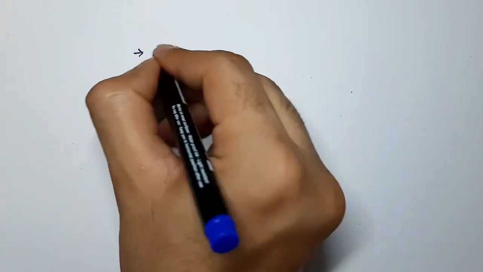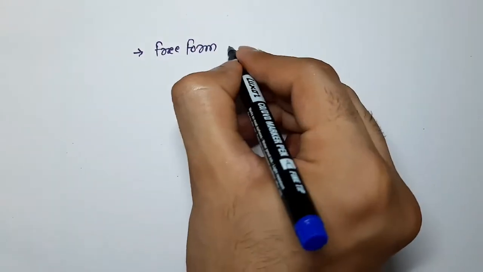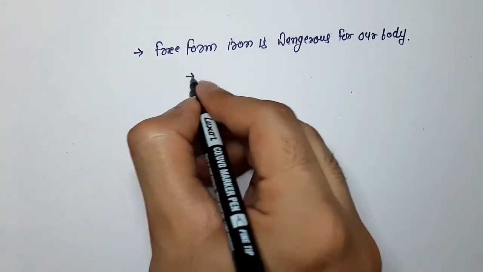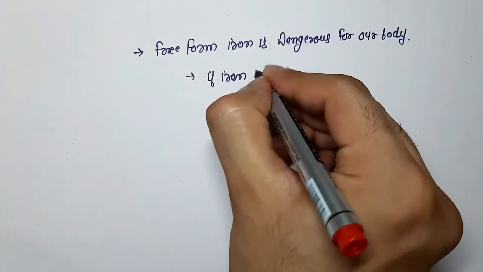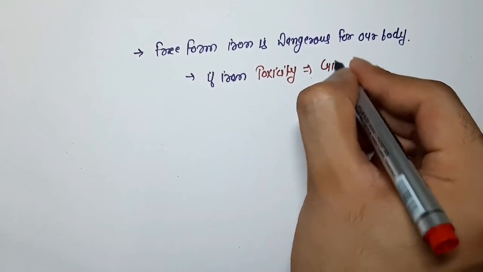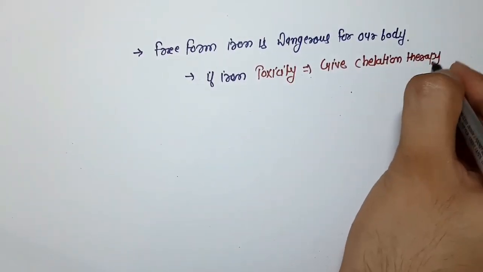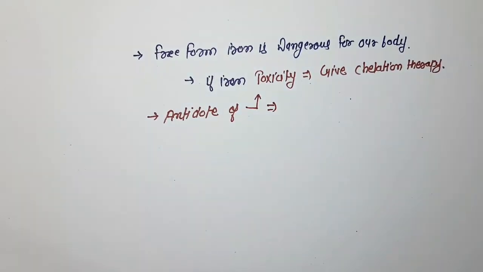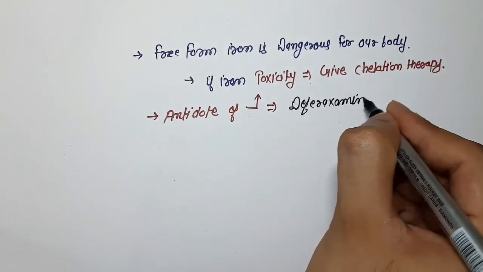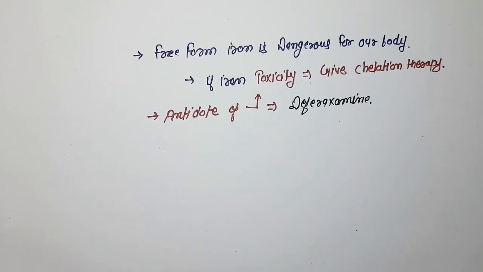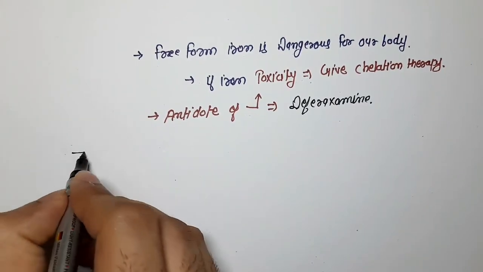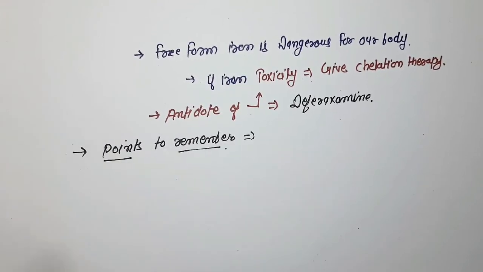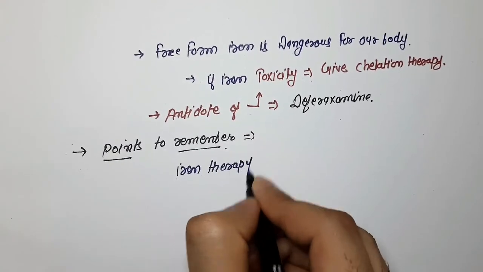And as we discussed earlier, free form iron is very dangerous for our body. Now in the case of iron toxicity, we will provide chelation therapy to the patient, and our antidote for iron toxicity is deferoxamine. Deferoxamine is the antidote for iron toxicity. Iron toxicity can be a complication of iron replacement therapy.